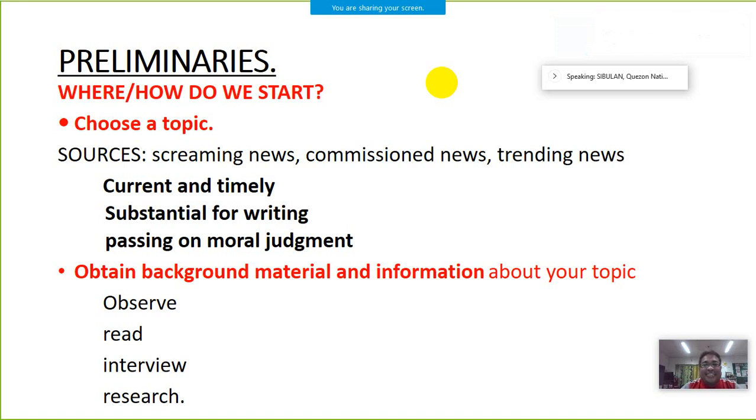Okay. So after we have chosen the topic, the next step is we have to obtain background material and information about the topic. And that could be achieved through observation, reading, interview, and doing some researches. So how can we generate information and background materials from observation?